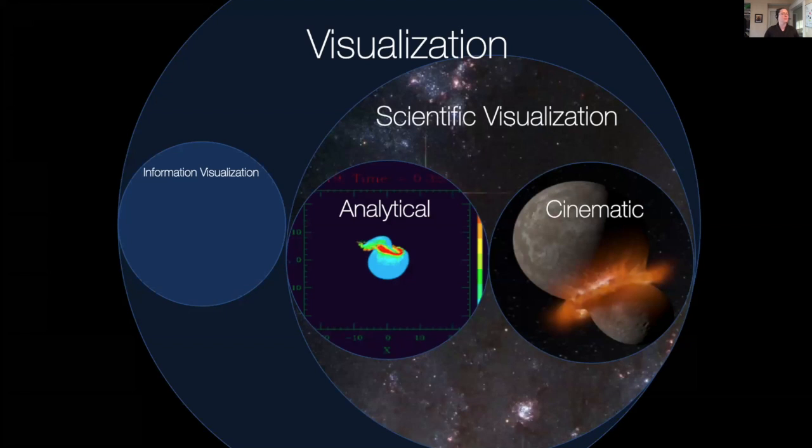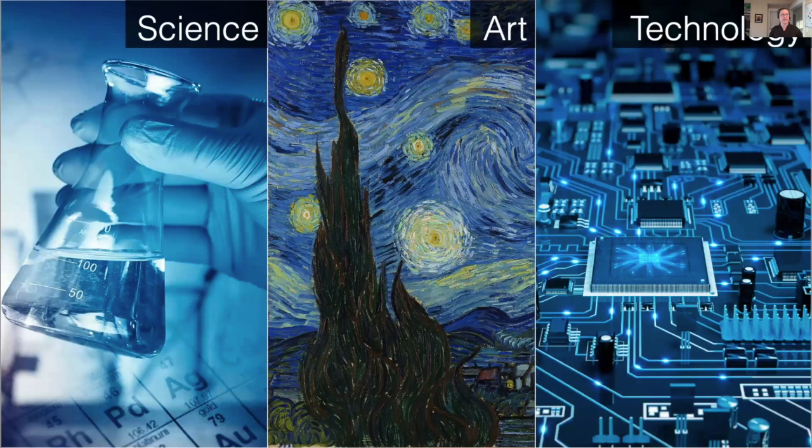Okay, so if we're thinking about two broad brackets of visualization, information visualization and scientific visualization, this work is overlapping in scientific visualization, combining analytical stuff, so stuff that historically YT has been used for, and also cinematic visualization. Cinematic visualization brings together a few different veins of science, but also art, and then of course technology. To create a cinematic visualization, all of these are equally important to consider.